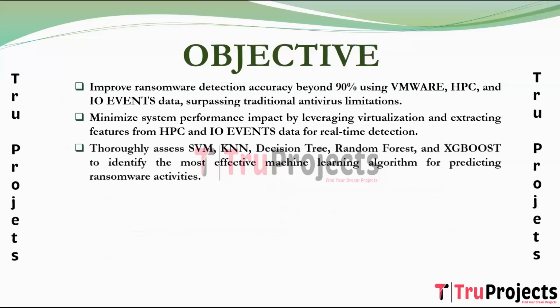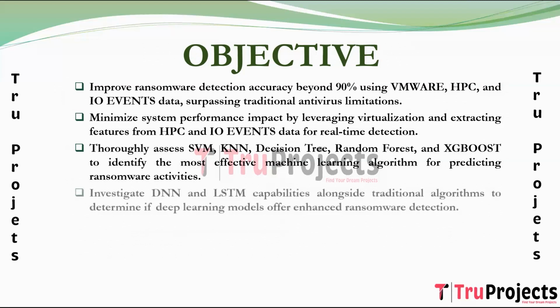The project seeks to comprehensively evaluate the performance of various machine learning algorithms, including SVM, KNN, decision tree, random forest, and XGBoost. Through extensive experimentation, the aim is to identify the most effective algorithm for predicting ransomware activities based on extracted features. In addition to traditional machine learning approaches, the project explores the capabilities of deep learning models, specifically DNN and LSTM. By investigating the potential of these advanced techniques, the objective is to determine whether deep learning can offer superior ransomware detection capabilities compared to traditional algorithms.